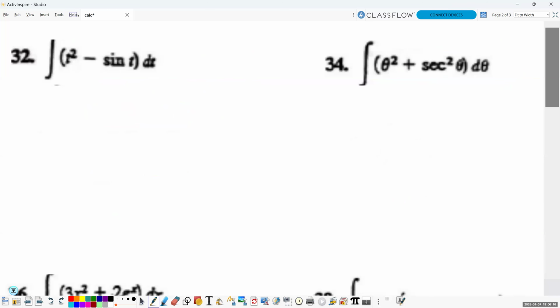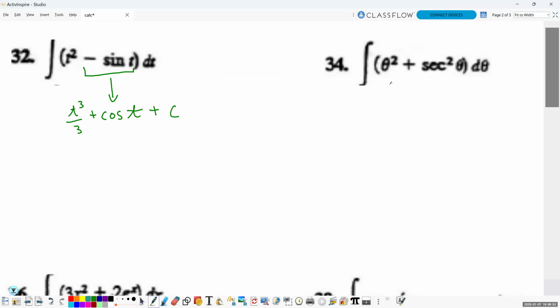Okay. Now, for number 32, we are going to need to remember our trig derivatives. I see I have this minus sine t, and I want to think to myself, what has a derivative of minus sine t? Oh my gosh, you know what it is? It's cosine t. So it's going to become t to the 3rd over 3 plus cosine t plus c, because t cubed over 3, the derivative of that is just t squared, and the derivative of cosine of t is negative sine t.